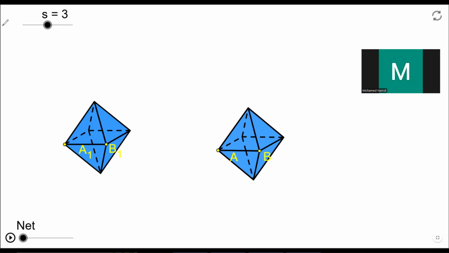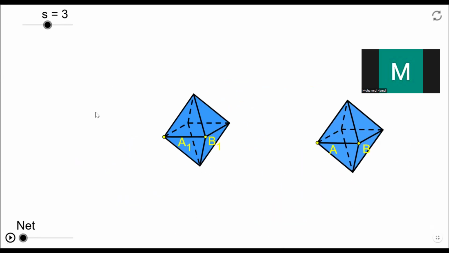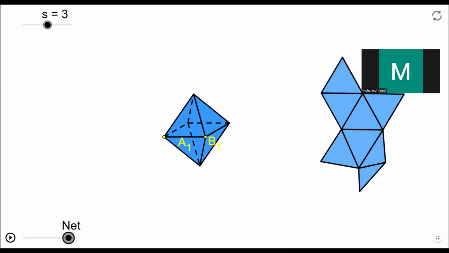Look at the net of the octahedron and how it's opened. You will find that you have 8 triangles.